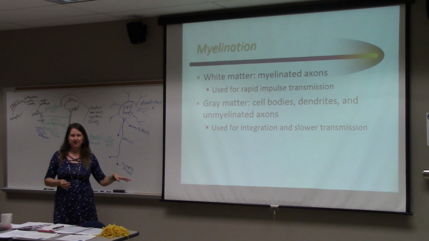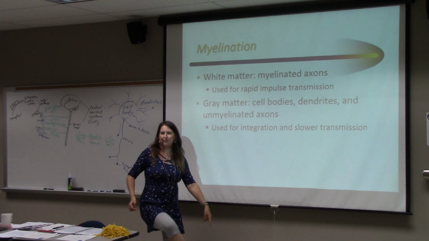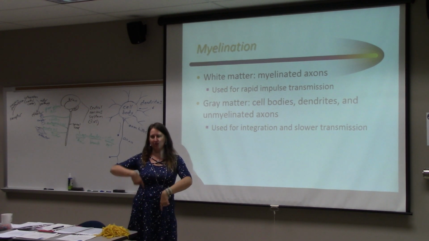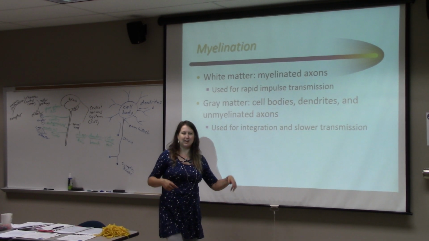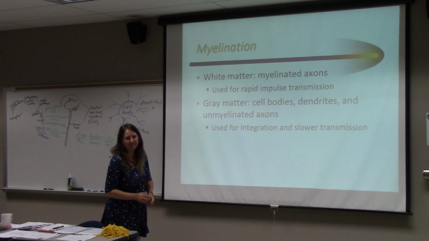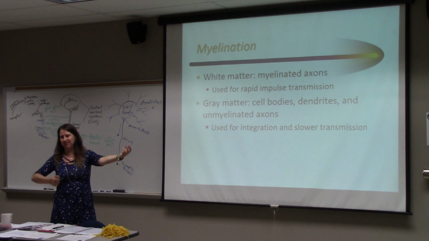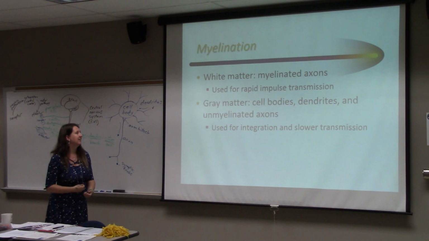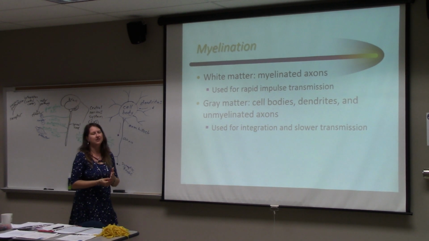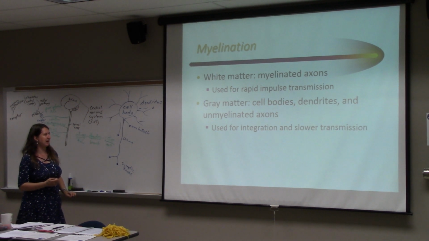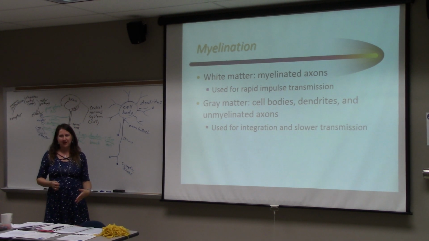So it's used for things like getting a message from your toe up to your spinal cord so that you can react to stepping on a nail or something. Or getting quick messages out to your muscles to contract. Gray matter is other parts of neurons, so dendrites and cell bodies, and axons without myelin.